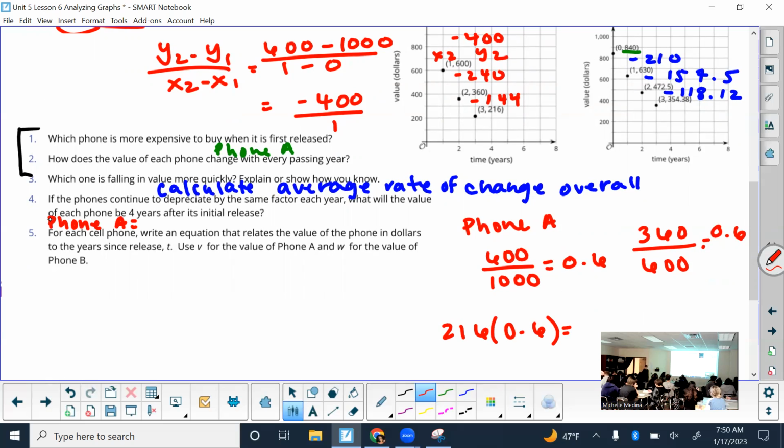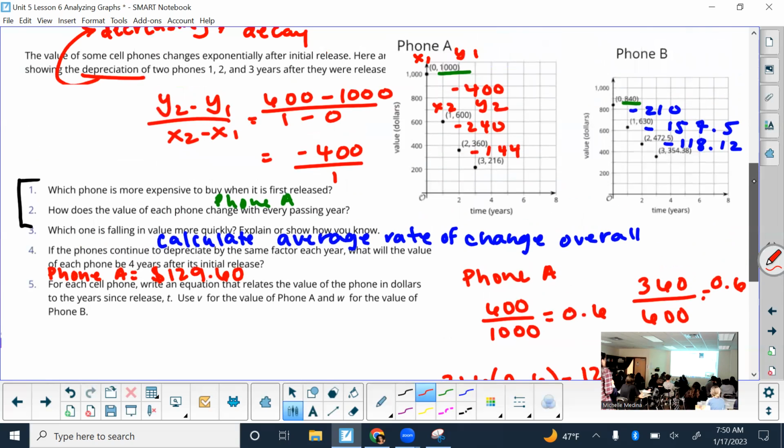Do practice the calculations. It'll help you remember it more. All right, 216 times 0.6 is good. And if we're making it look like money, I'll just add a 0 at the end. So phone A, 4 years after its release, is $129.60.